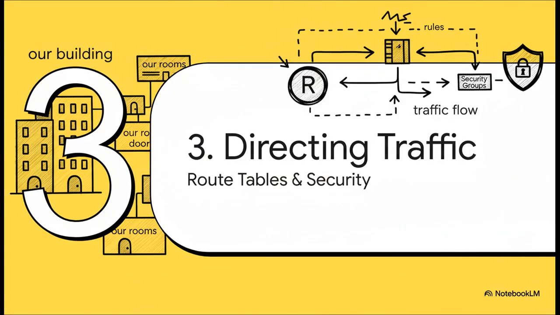Okay, we have our building, we have our rooms, we have our doors. Now for what is maybe the most critical part of this whole build. Section 3, directing traffic and securing doors. This is where we set up the rules of the road for our network, using route tables and security groups.